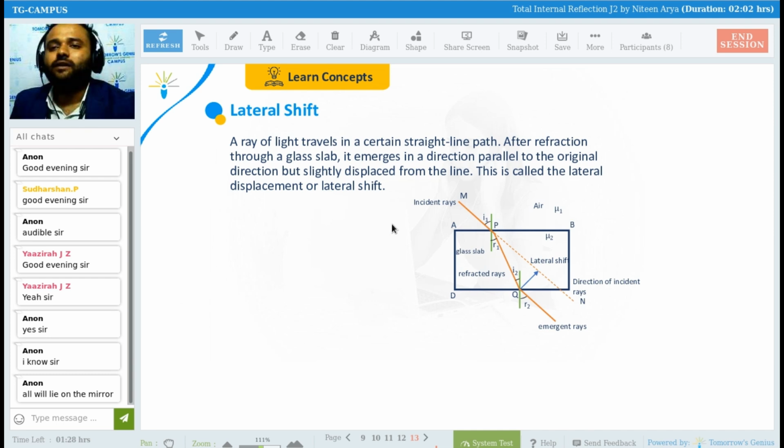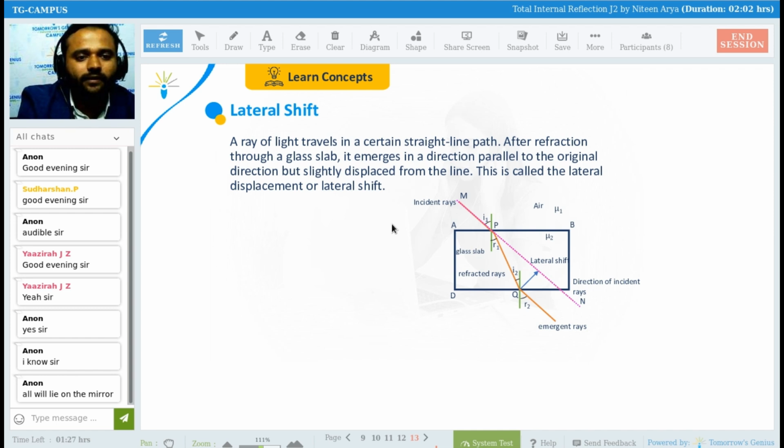Lateral shift, everyone knows, and if you don't, let's do this. What is a lateral shift? As we simply know, if there is no other medium, like a glass slab or water, the light ray passes directly. So the shift in the light ray due to this refraction process is known as lateral shift, nothing more than that.